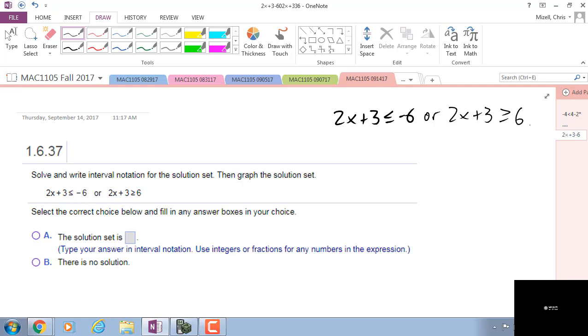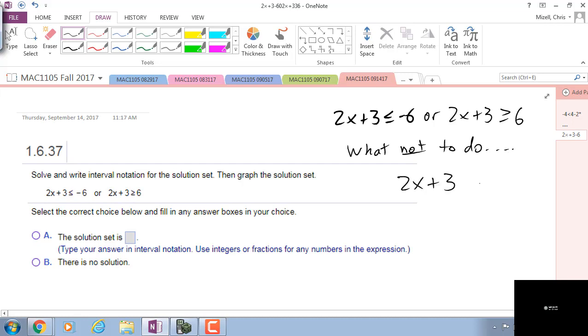And be forewarned, as soon as I write this, I'm going to scratch it out. So this is what not to do. Maybe I should just say what not to do. What not to do. On the one hand, 2x plus 3 would work if it's greater than or equal to 6. Find any value of x that makes 2x plus 3 greater than or equal to 6, and it's going to satisfy this inequality, and since it's an OR inequality, it'll satisfy the whole statement.